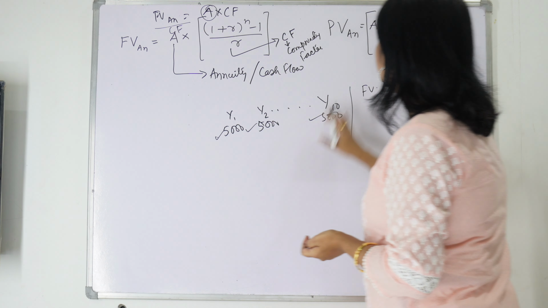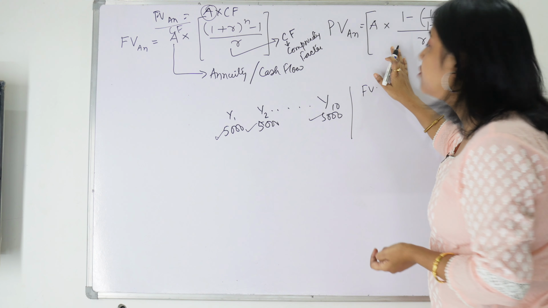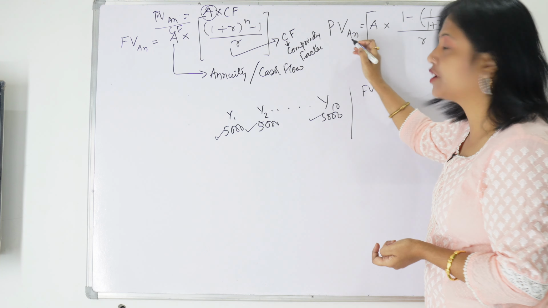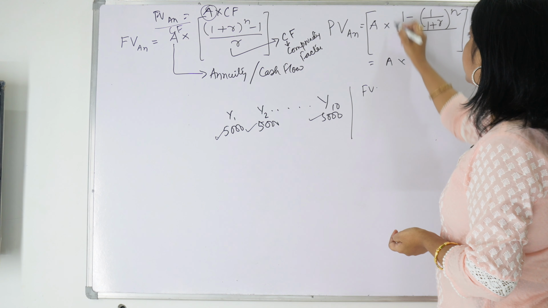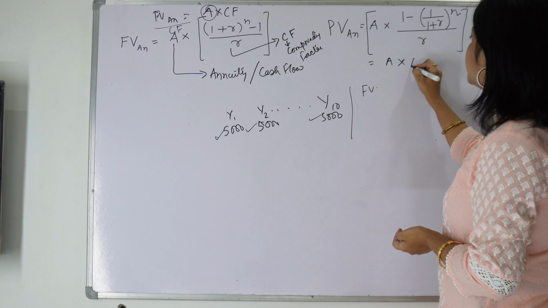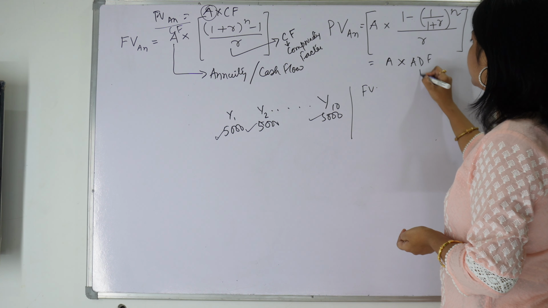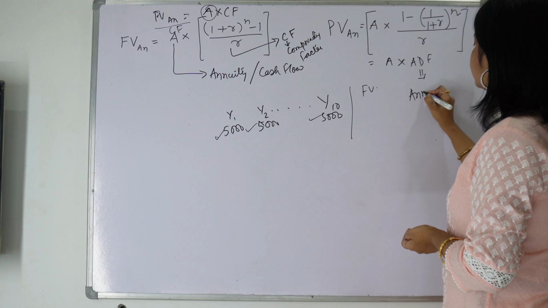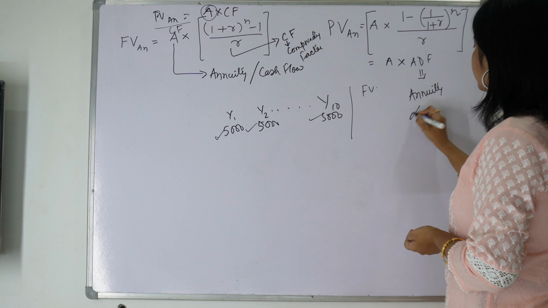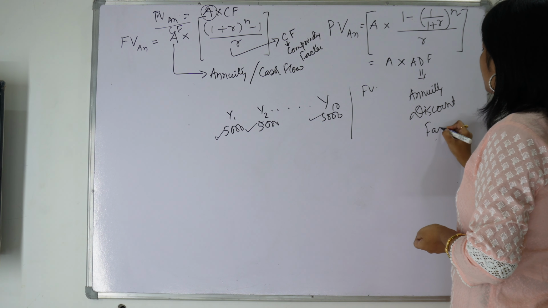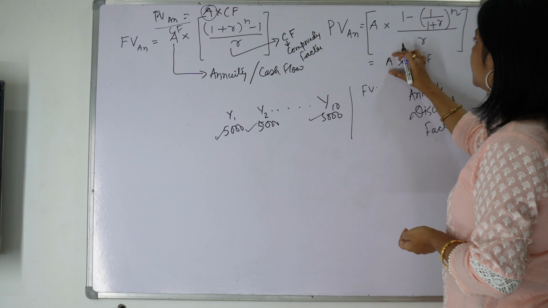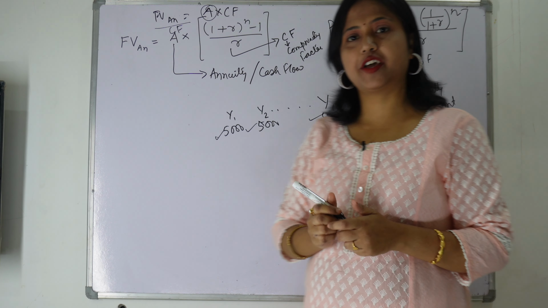So if he has to know, he will use this formula. Friends, you can see this is the present value of annuity, which equals A into this factor. This factor is known as the annuity discount factor. If you multiply this factor with the annuity, you will get the present value of annuity.